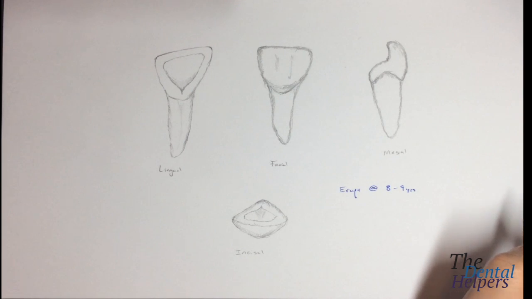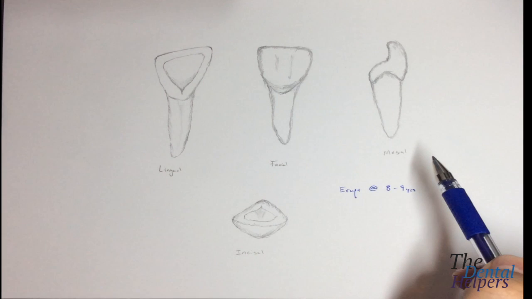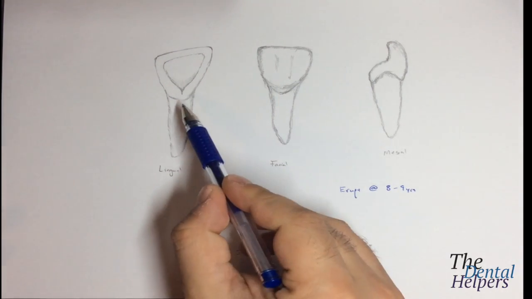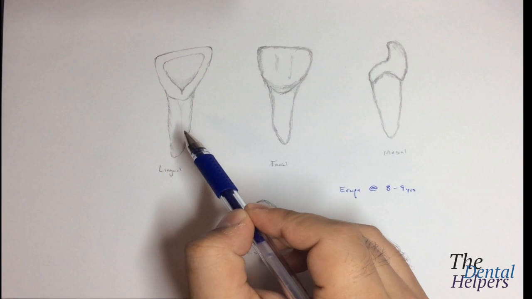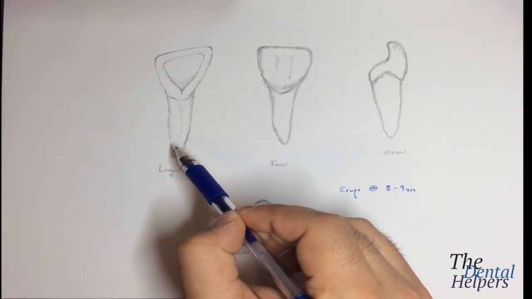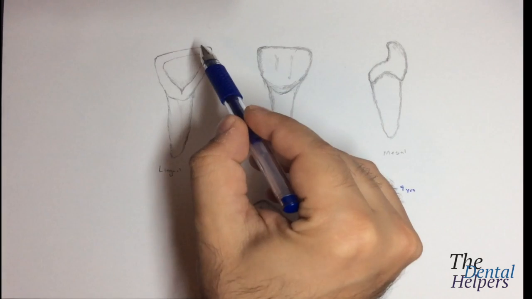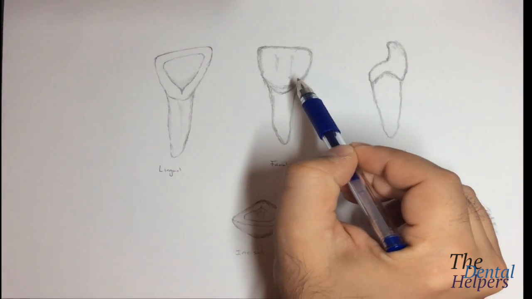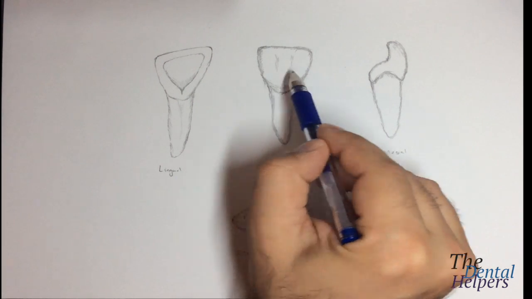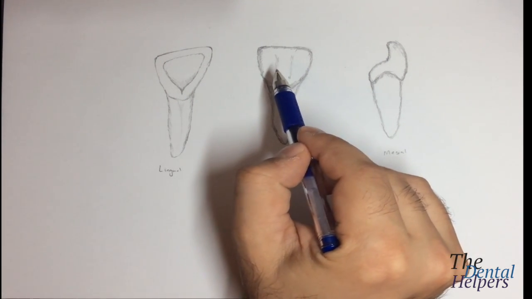So the maxillary laterals also, if you look at their root, with respect to the maxillary centrals, the root is a longer root. The crown is smaller than the maxillary central. So that's the first difference, is the size of the crown. So the crown is smaller.